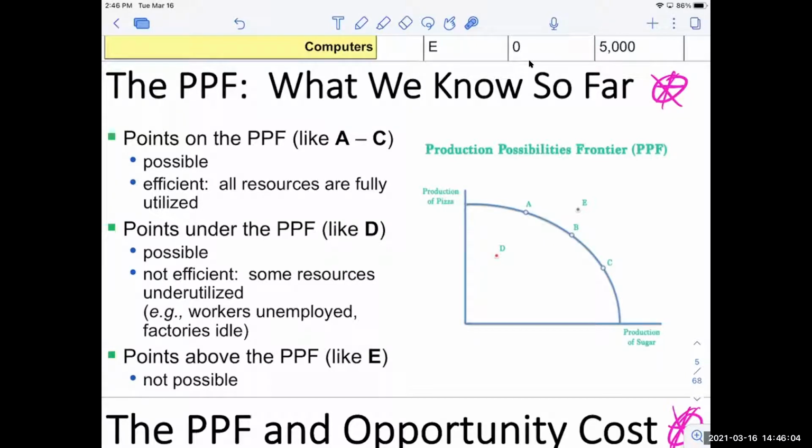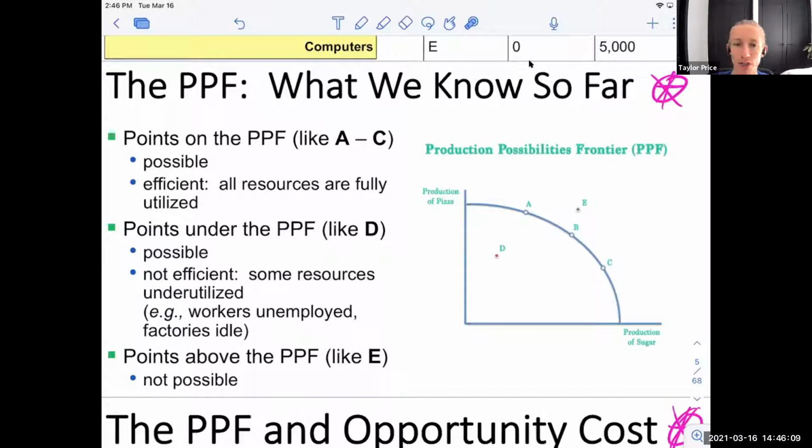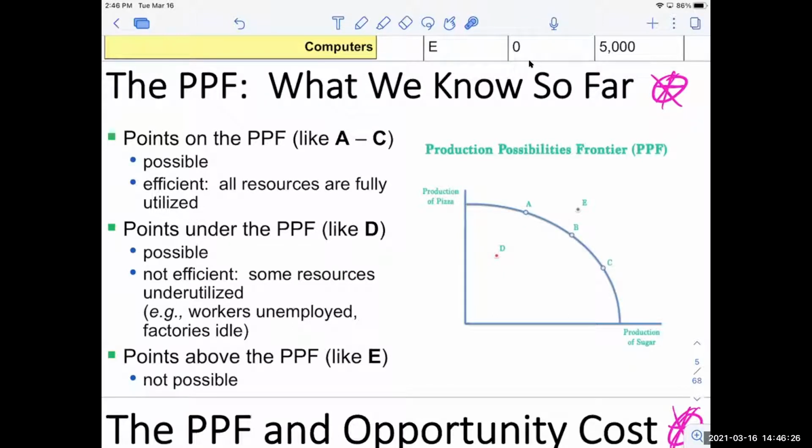Okay, cool. So when we're talking about a production possibility frontier, notice that this one is actually bowed outward. And there's a very specific reason for that. The production possibility frontier is bowed outward because of decreasing opportunity costs. And we'll get more into that in chapter 13 and 14.